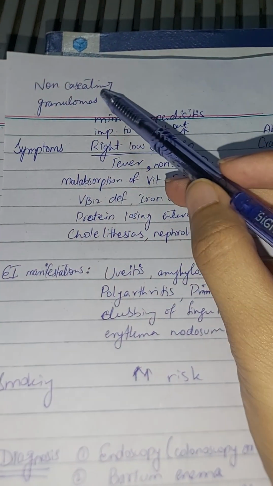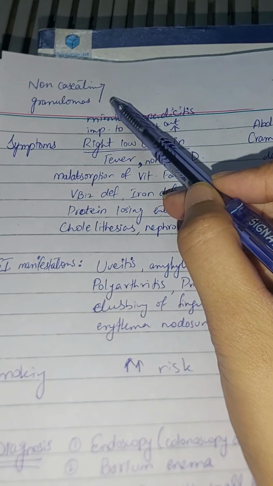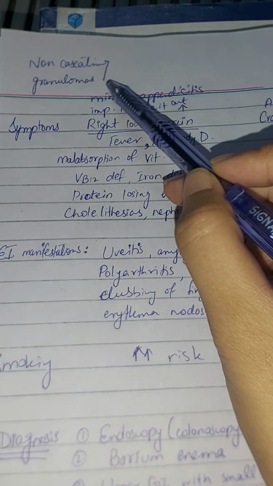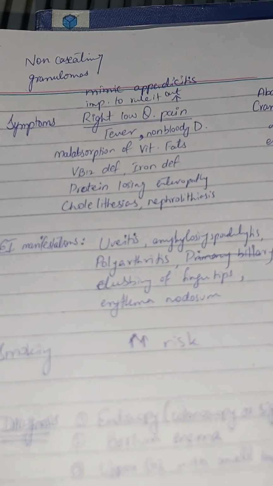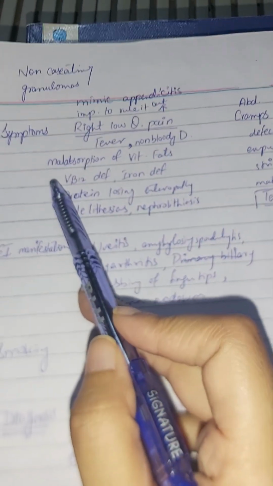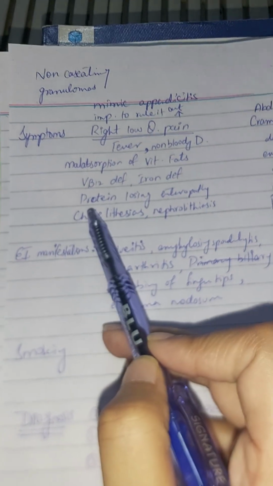There is also a feature that is non-caseating granuloma. The granulomas are formed, lymphoid aggregates are formed, so granulomas appear. These are all seen on microscopy.